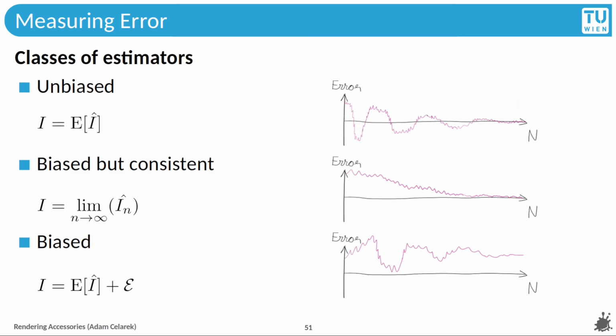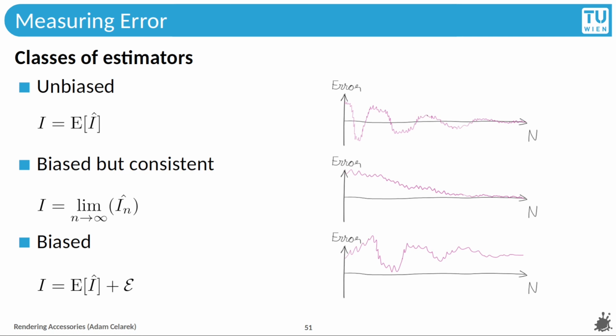On the right, you see plots of signed error. That is I hat minus I against the number of samples on the x-axis. You won't see such plots in papers or websites, as other error measures are used most of the time. But they are good for visualizing the concept here. Unbiased estimators, like for instance Monte Carlo integration methods, have the expectation of the estimator equal to the true value. The error plot of a single estimator oscillates around 0, and the amplitudes become smaller as n increases.